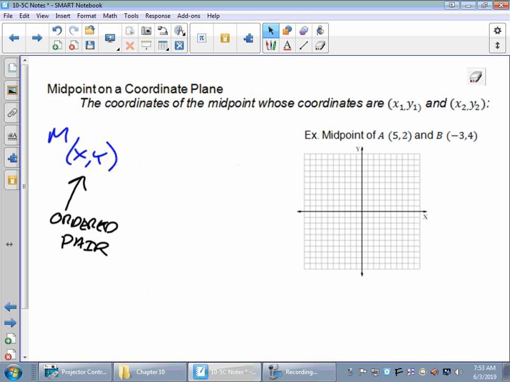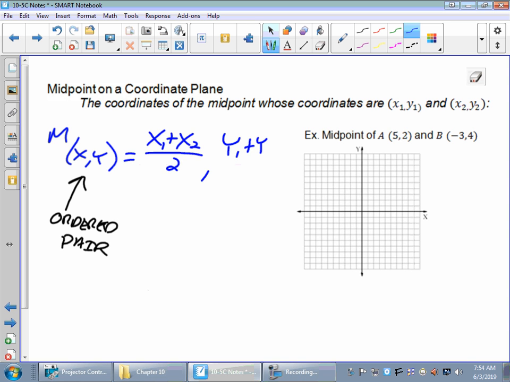Your formula here now is going to be kind of similar to the number line one. You're going to take your x's and add them up, divide it by 2. Then you're going to take your y's and add those up and divide by 2. And together, that's the midpoint. Okay, so now it's just kind of doing it twice. So look at the example over here.